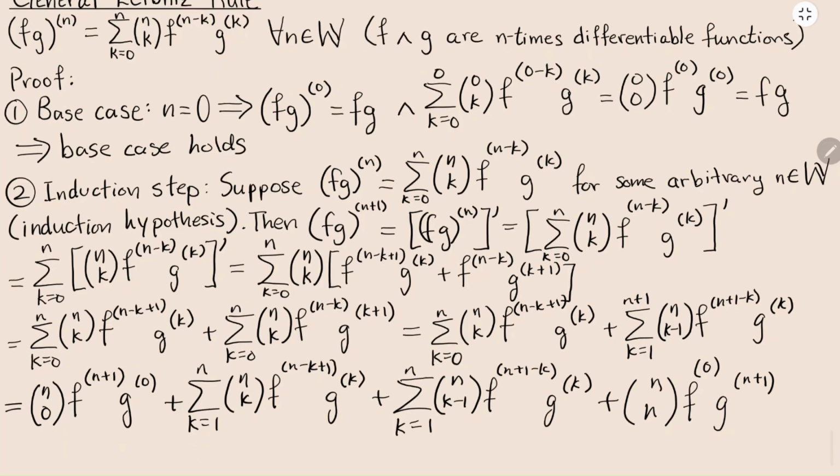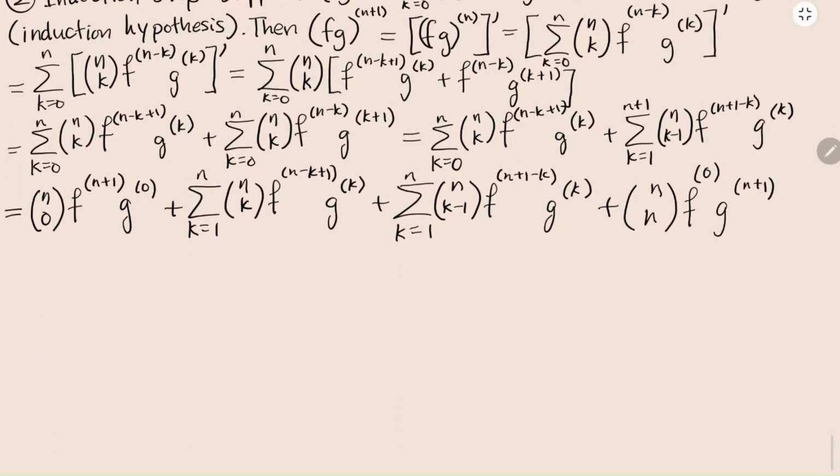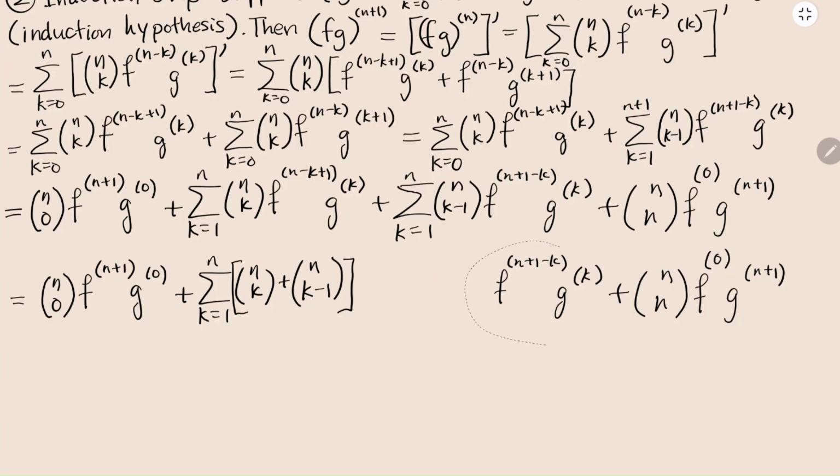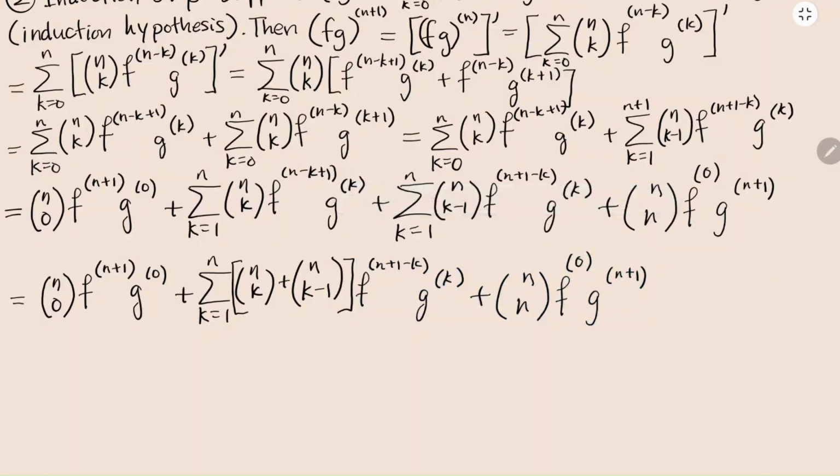Okay, very nice. So now these two can be combined because both of them run from 1 to n. Right over here, we're going to combine it. So we're going to have this expression for both of them, which can be factored out. So I'll get n choose k plus n choose k minus 1, and then f^(n+1-k) g^(k).